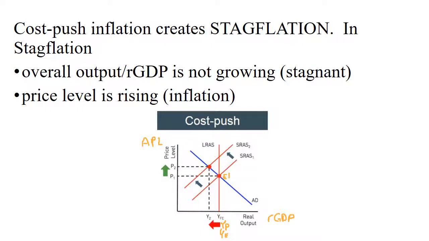When SRAS shifts to the left, we have an E2 and a YE2. And we can see the true stagflation because output went down to the left here and prices went up. So pause if you need more time to fully label this model.